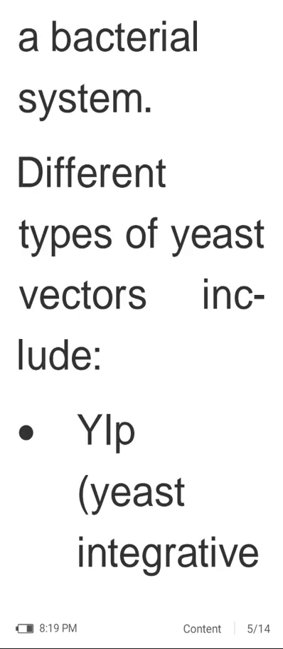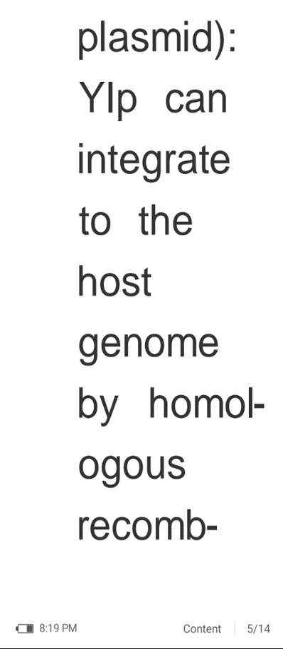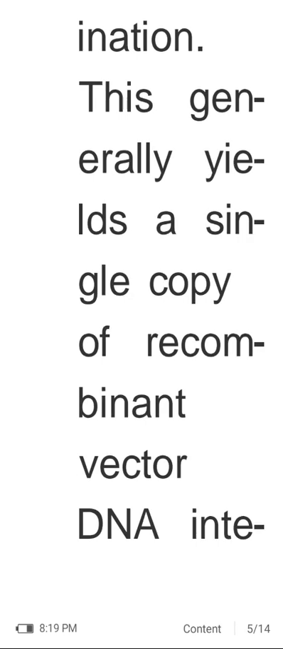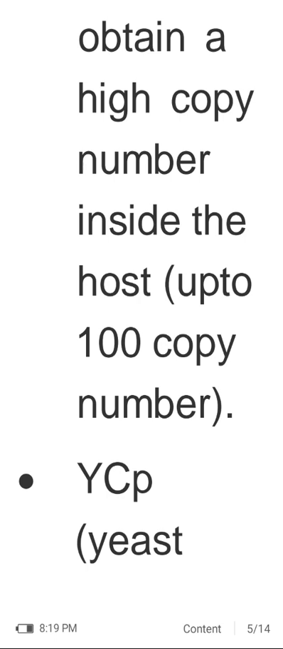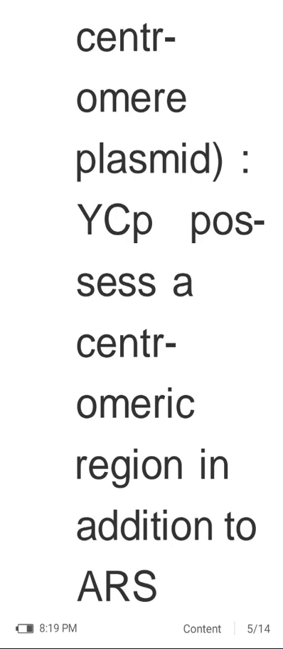inside a bacterial system. Then different types of yeast vectors include YIp, yeast integrative plasmid, which can integrate into the host genome by homologous recombination. This generally yields a single copy of recombinant vector DNA integrated into the host genome. Then YRp, yeast replicating plasmid, used to obtain a high copy number inside the host, up to 100 copy number. YCp, yeast centromere plasmid.